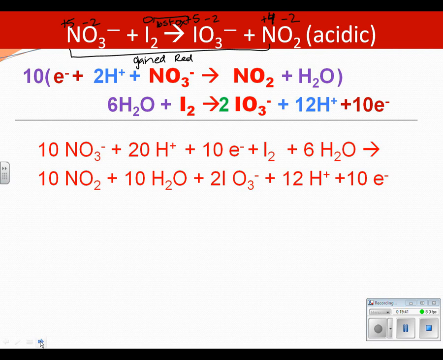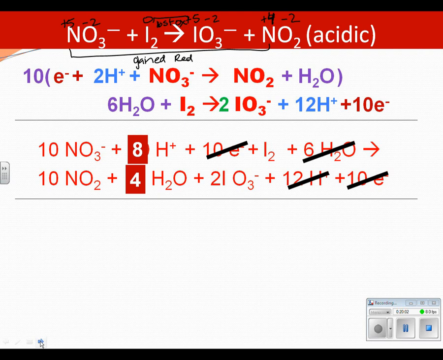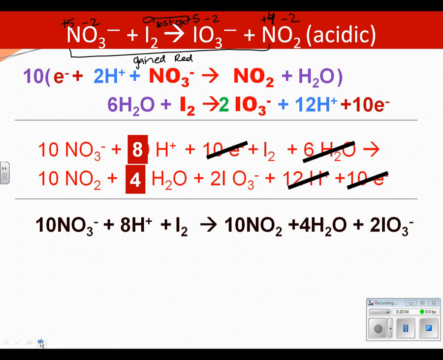Then we cancel out anything that's similar, which means we are going to reduce our hydrogens, so it will become 8 hydrogens. And then I'll cancel out my electrons, and I will reduce my waters. That's completely simplified now. And so then I'm going to write what I've got left over.